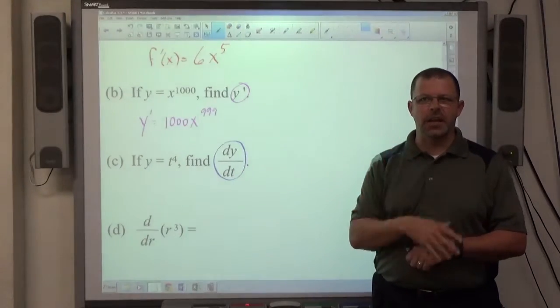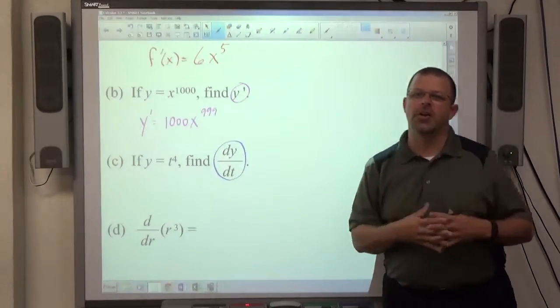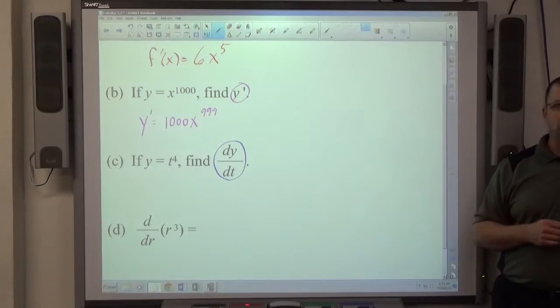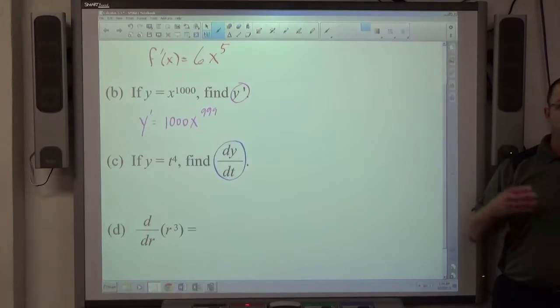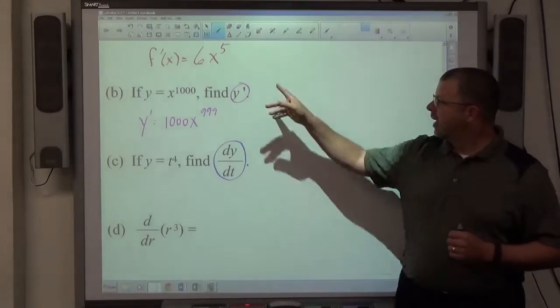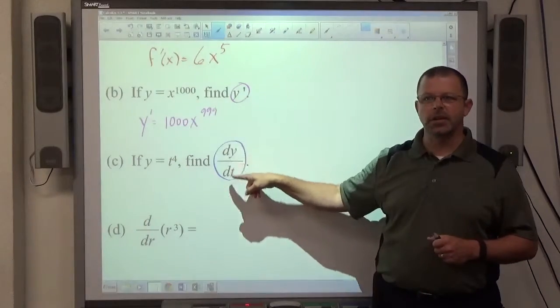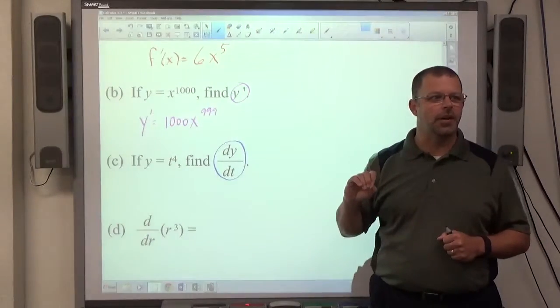Two guys invented calculus, discovered calculus, around the same time: Isaac Newton in England and Gottfried Leibniz in Germany. Newton's calculus uses the primes, and Leibniz used the dy over dt structure when he identified derivatives.